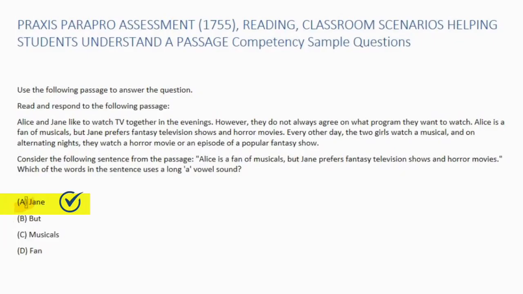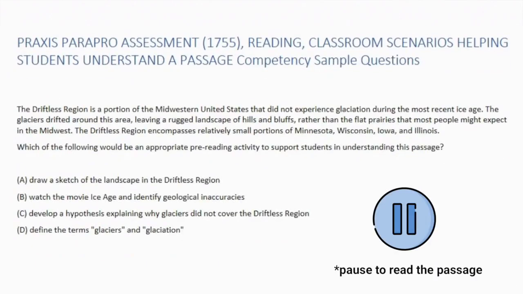So answer choice A, Jane, is the correct answer choice because, again, in the question, we are looking for the word that uses the long vowel sound, and A, Jane, is the correct answer choice. Please pause this video, take a second to read the passage, and we'll go over the question and answer choices together.